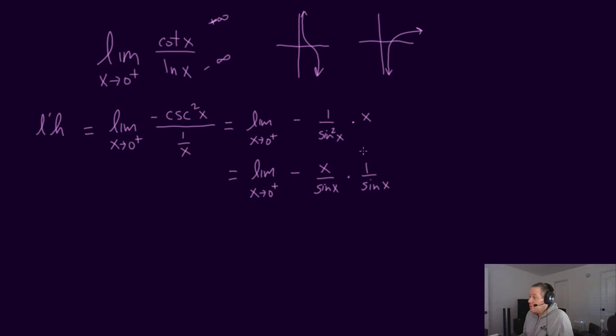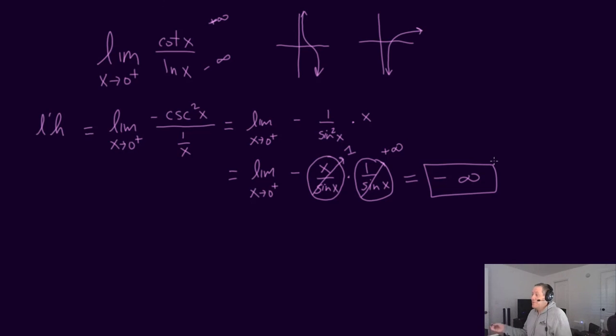And the reason why this is so useful to us is because now the x over sine x as x goes towards 0 is of course 1. The 1 over sine x, well, as x goes towards 0, sine of x gets close to 0, and it's coming from the right-hand side. So this will go towards positive infinity. And then we still have this negative sign out in front, and therefore the final result for this problem was actually just negative infinity.